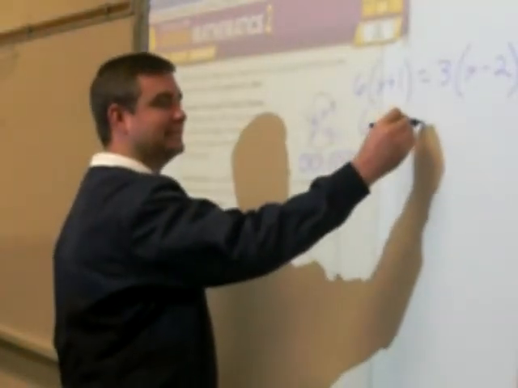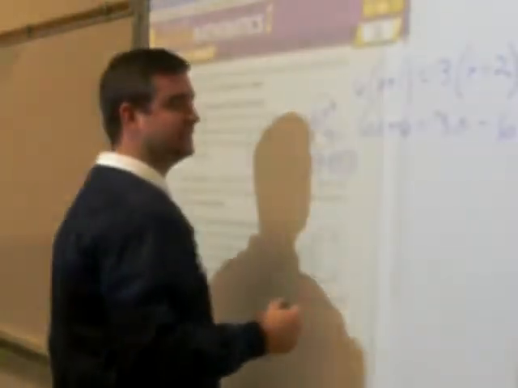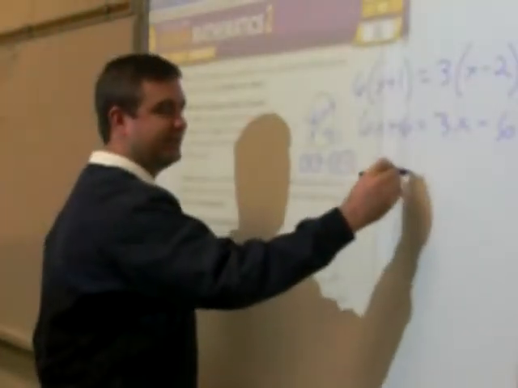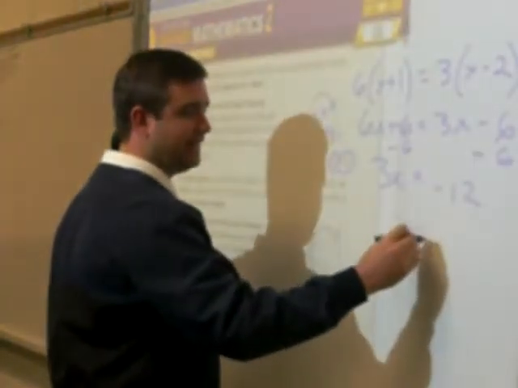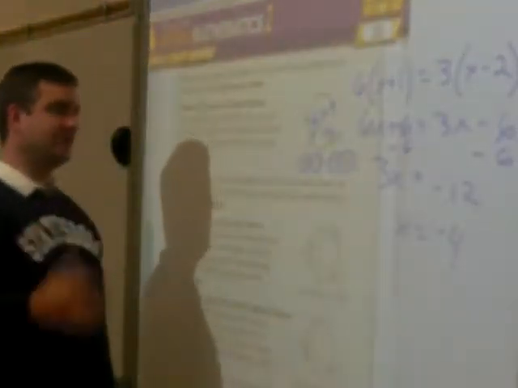6x plus 6 equals 3x minus 6. I get 3x over here. I subtract 6 from both sides. I get negative 12. And x equals negative 4. Typically, you won't come up with negative answers. That's just because I made it off the top of my head. But you get the idea.